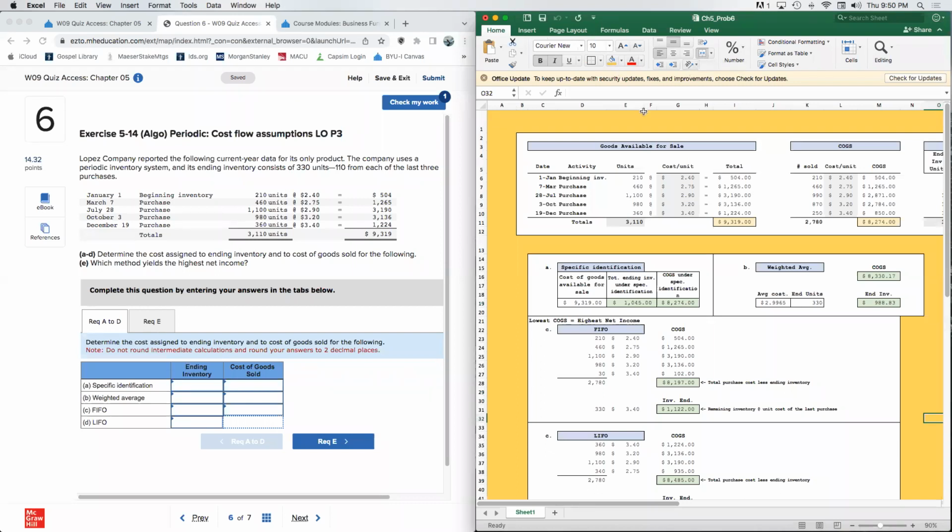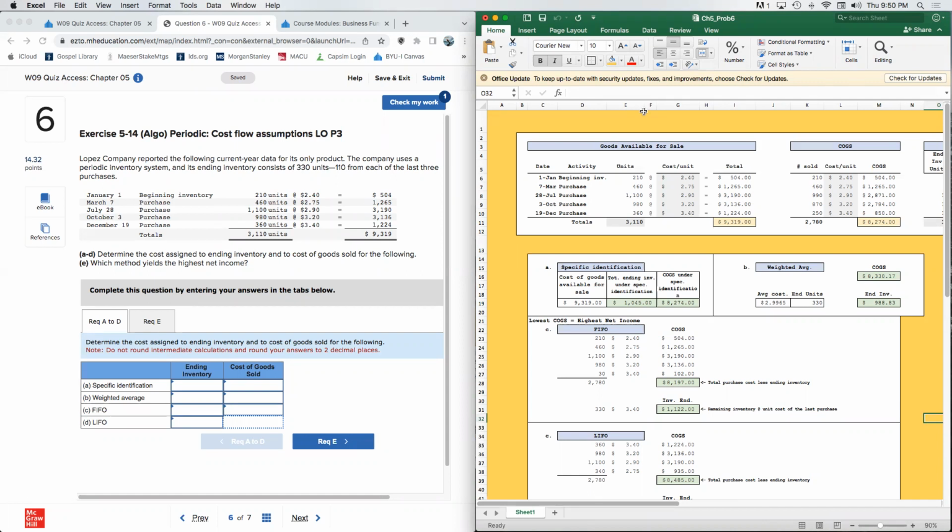This is Quiz Access Chapter 5, Problem 6. But first, this one for me was a little bit tricky, but as I worked through it and reworked through it and wrote down some notes, I found it was actually fairly simple. Hopefully, I can help you figure it out as well. I think I've got it broken down into basically 7 steps.